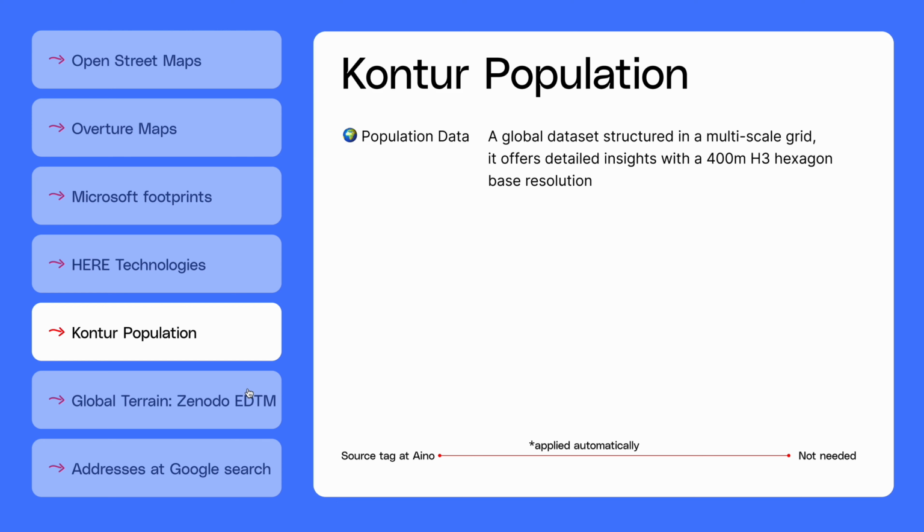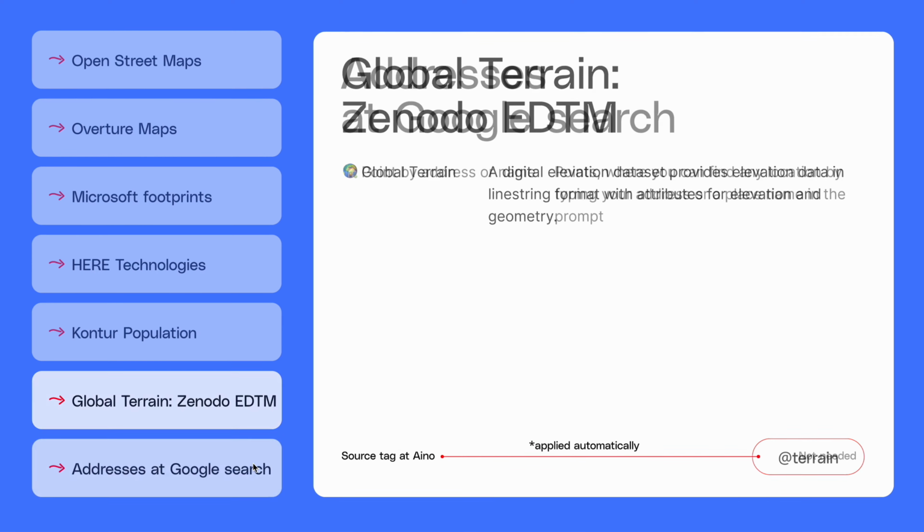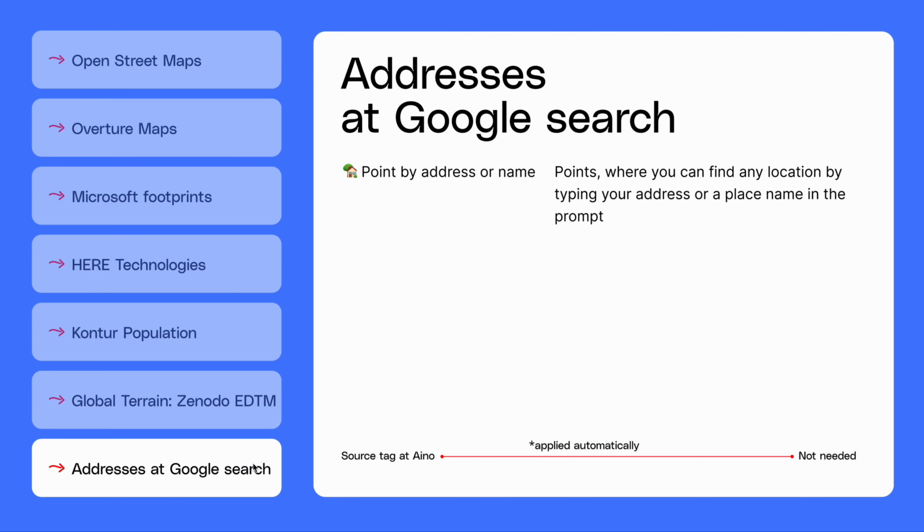Global Terrain offers terrain information with height in meters. You access this dataset when you search for terrain data and type prompts like "terrain in San Francisco." Addresses from Google Search. You can find any location by entering an address or a place name.